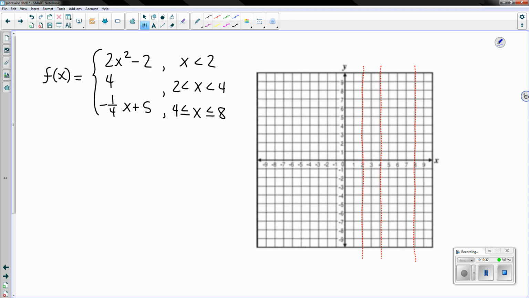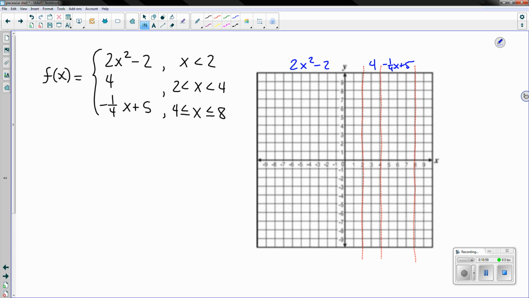And what's helpful next, again, optional step, you can just write above each section what rule should be applied in that section. So anything less than 2, so to the left of positive 2, we are going to graph 2x squared minus 2. So in that section of the coordinate plane, I should see that graph. In the second section, between 2 and 4, I should be graphing 4. And in the last section, I'm going to graph negative 1/4 x plus 5.